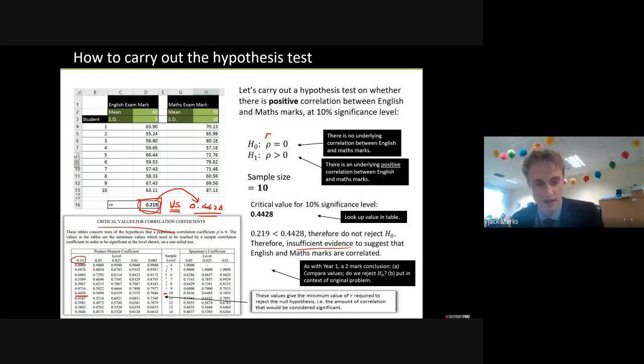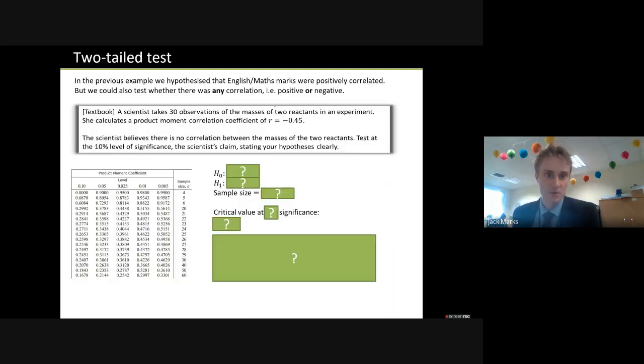You have to have a really high number to prove it, because basing it on a few pieces of data is not a good idea. So it's not enough. You'd need to be able to show a stronger connection to believe that there was a connection between them. So let's do another one.